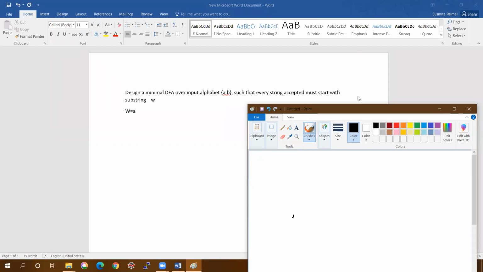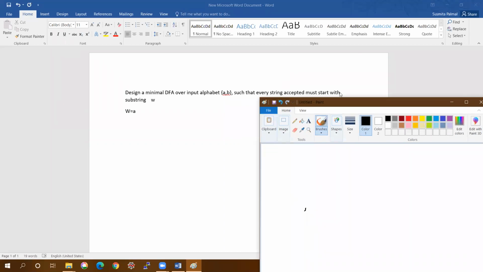So let's now consider what is told here. Every string accepted must start with substring W. So if W equals to A, then what are the strings that will be accepted by the deterministic finite automata that we are going to consider? Start with A. So only A starts with A, right?